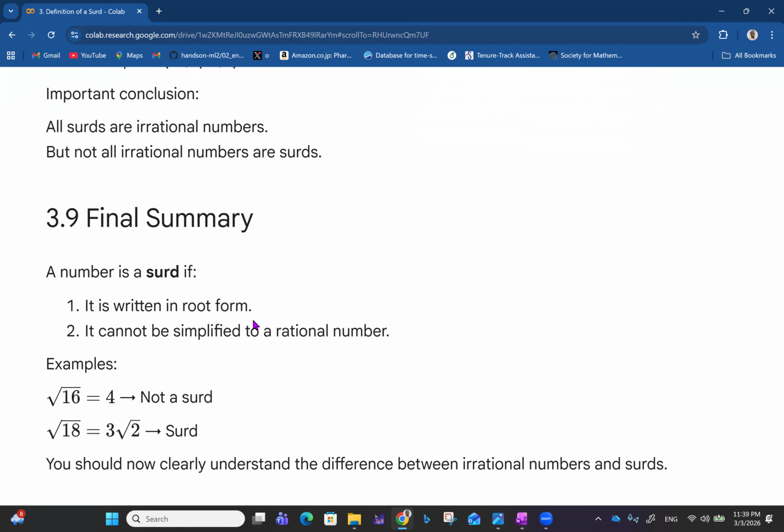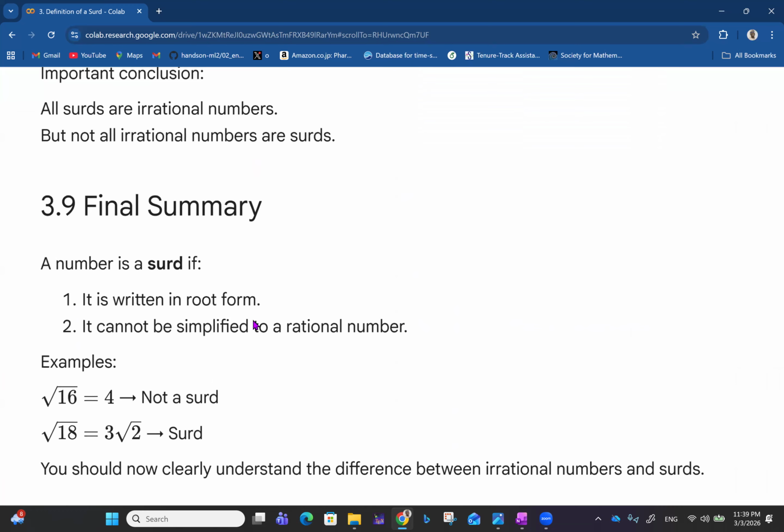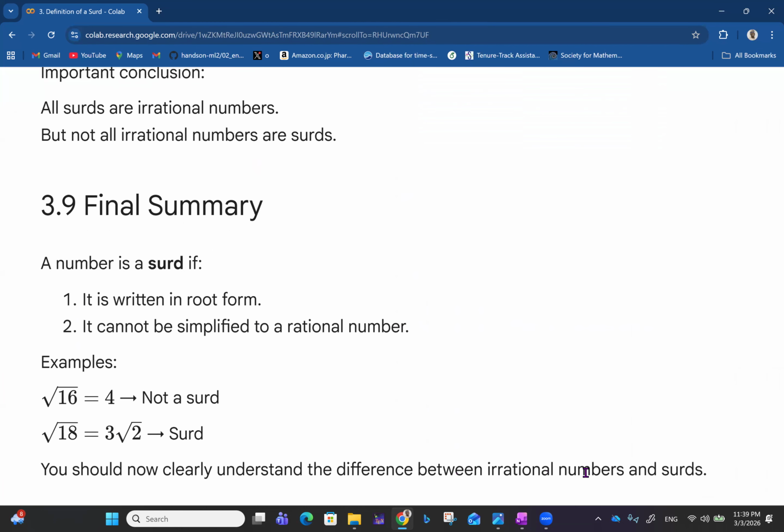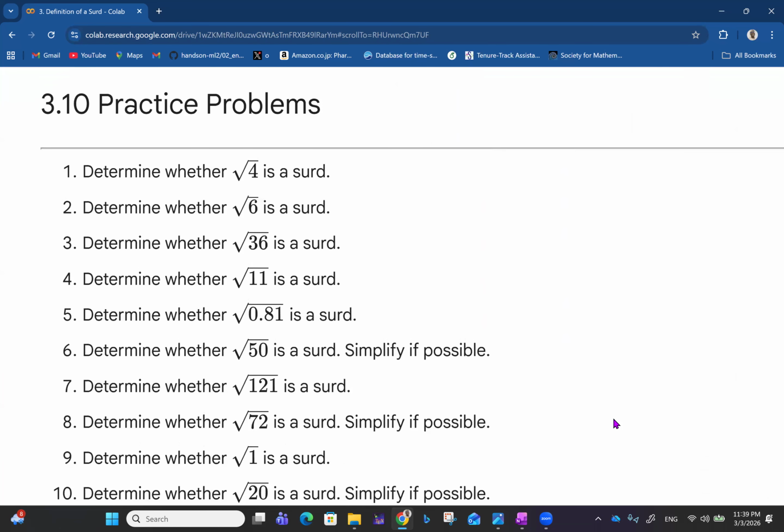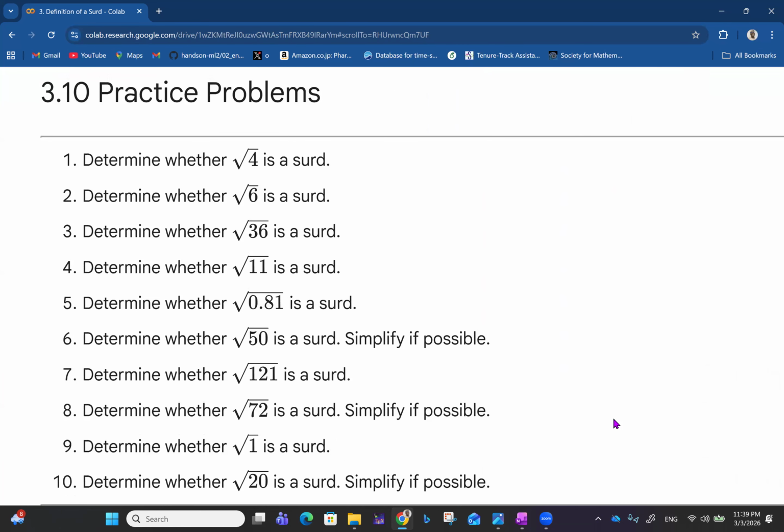So, in summary, a number is a surd if it is written in root form and it cannot be simplified to a rational number. Example: the square root of 16 is 4, not a surd. The square root of 18 is 3 root 2, it's a surd. So you should now clearly understand the difference between irrational numbers and surds, so that all surds are irrational numbers, whereas not all irrational numbers are surds.